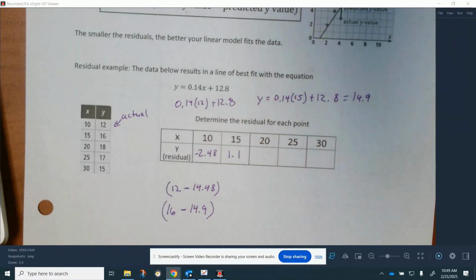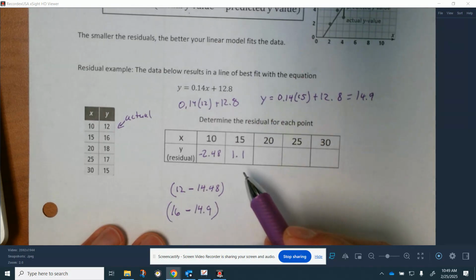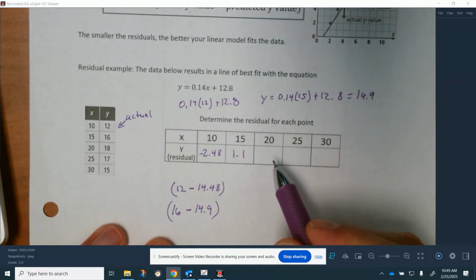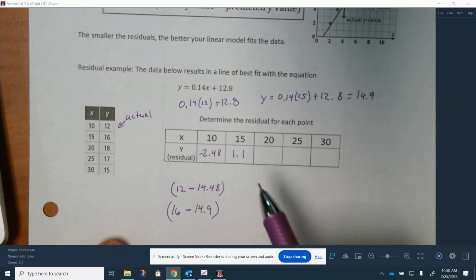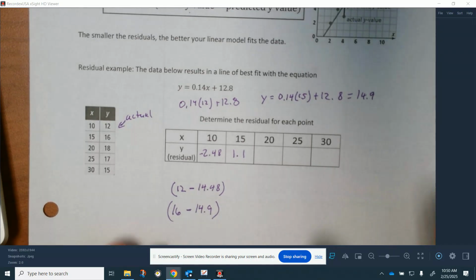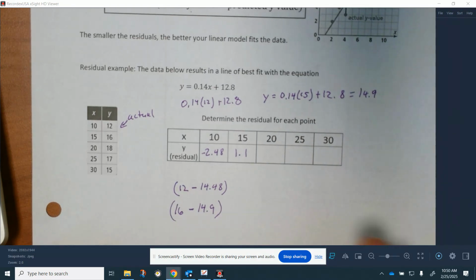Okay, I want you to go ahead. There's the residuals for the first two. Your job is to finish finding the residuals for the next three terms. Remember, a residual is the actual value minus the predicted value. Okay, if you need to pause while people finish finding the last three residuals, please do.